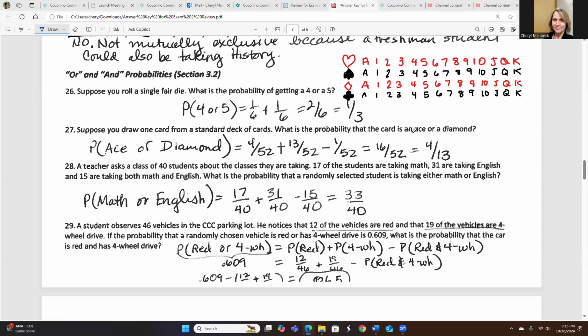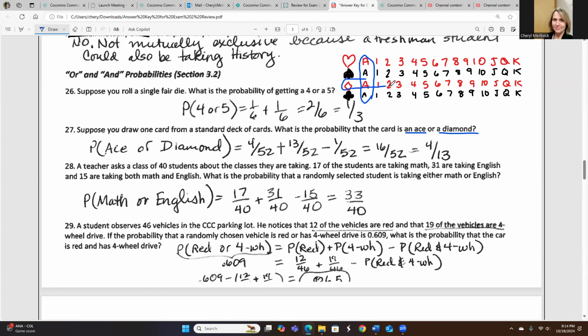We want the probability that a card is an ace or a diamond. So here are the aces. You have the aces of hearts, spades, diamonds, and clubs. And here are the diamonds in this row. Oopsie, kind of messy. All right, so you have 13 diamonds, and 4 aces.